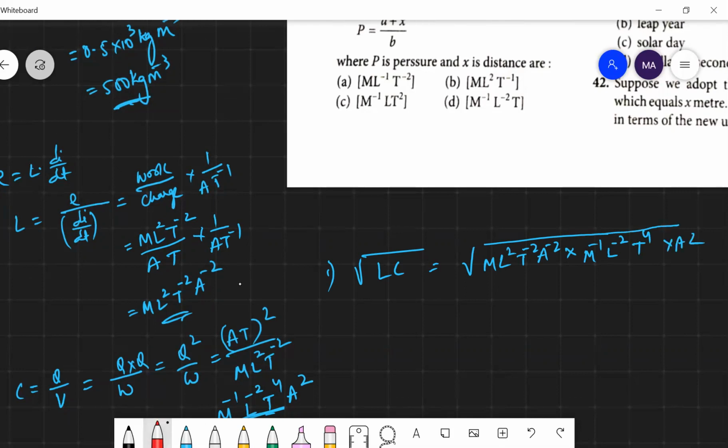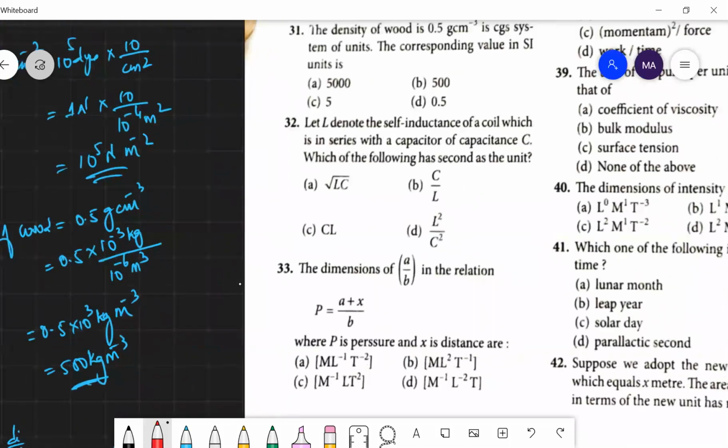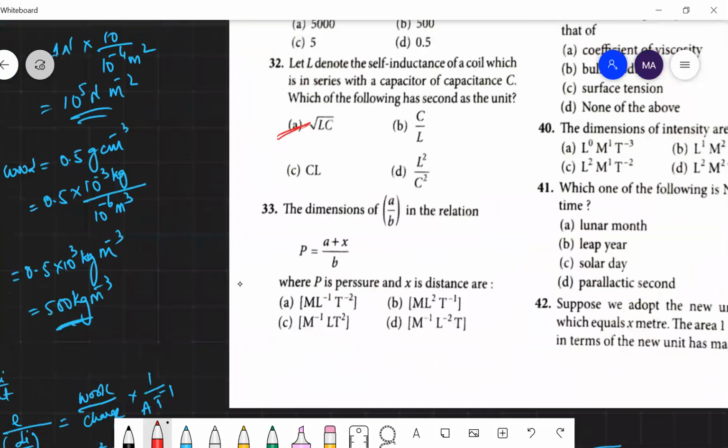So anything getting cancelled in this one? M and M get cancelled. L square and L power minus 2 will also get cancelled. A power minus 2 and A square will also get cancelled. So T power minus 2 and T to the power of 4 gives T square, to the power of 1 by 2, that will be equal to capital T. So under root of L into C has the dimensions of time. You can even check the remaining options, that is C by L, C into L, and L square by C square.